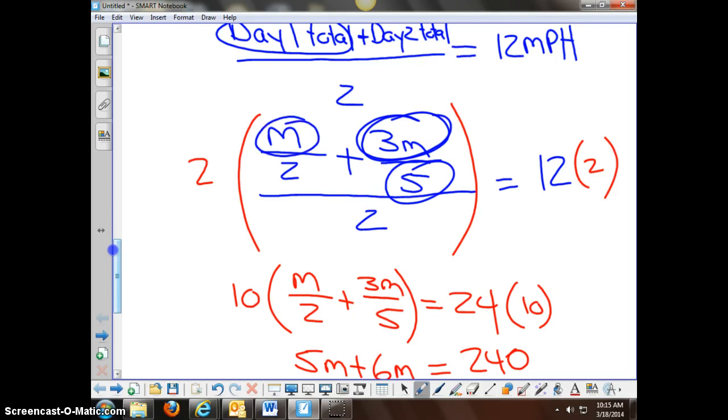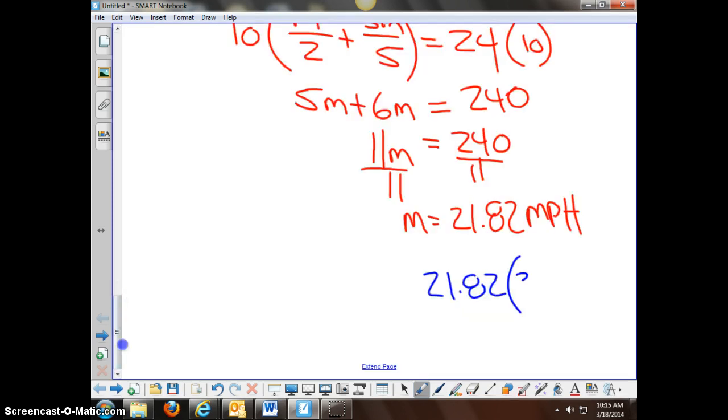Isn't 21.82 how many miles he rode on day 1? Yep. So if he rode 21.82 miles on day 1, how many miles did he ride on day number 2? You have to multiply by 3, not 5, right? Didn't you say 5? So you multiply it by 3, and you get 65.46 miles on day number 2. So our ultimate answer would be 65.46 miles on day 2.